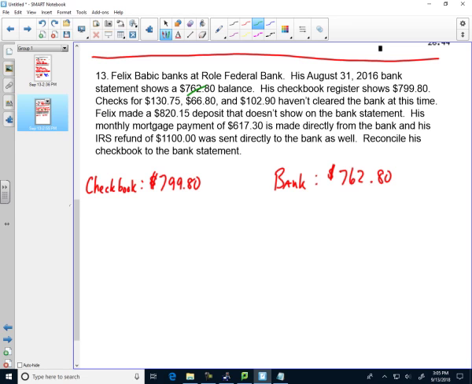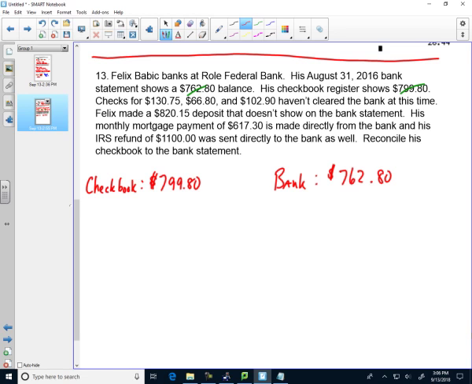All right, we dealt with those two. Checks for 130, 66, 102 haven't cleared the bank at this time. So ask yourself the question: which one of the two, the checkbook or the bank, doesn't know about these checks? The bank, because hopefully you wrote them in your checkbook register when you wrote the checks, hopefully.